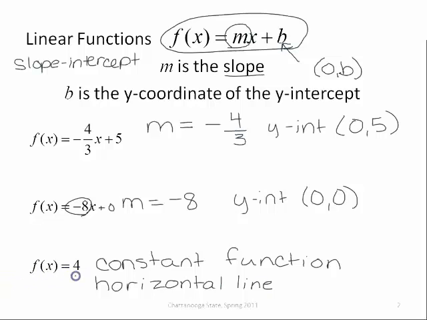Because we don't have an x in our equation, one way to think of this is f of x equals 0x plus 4. If you think of it that way, you can see that the slope of any constant function is going to be 0.